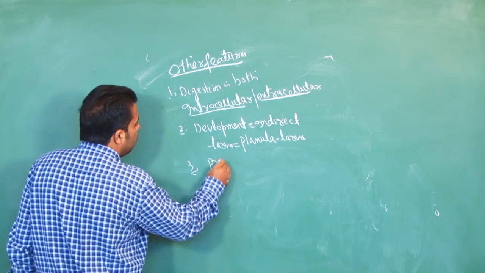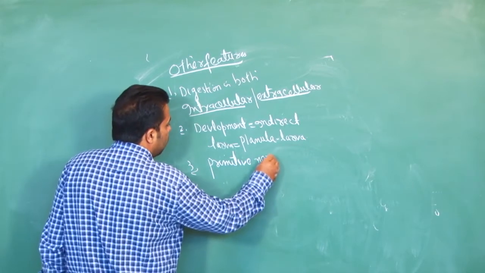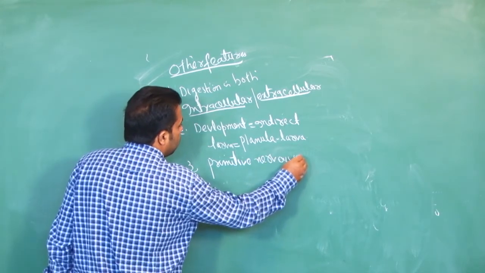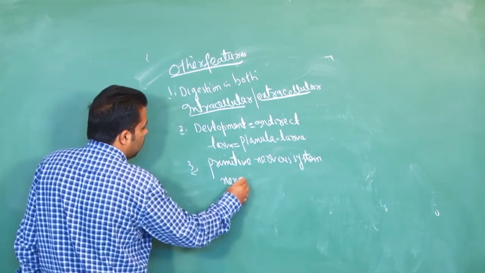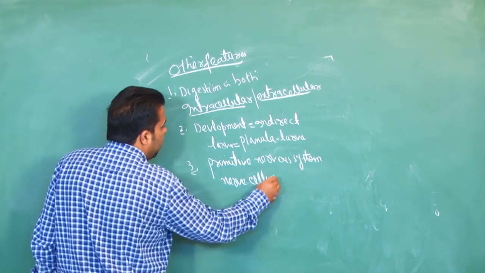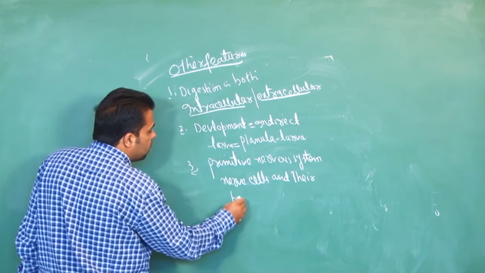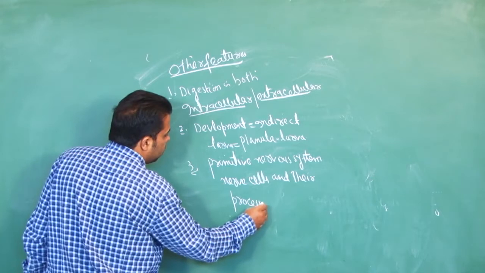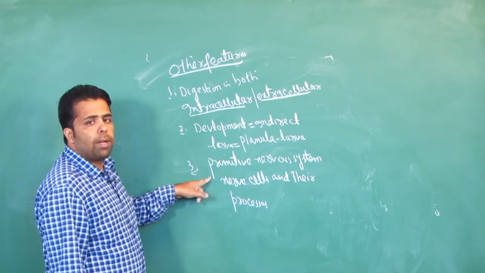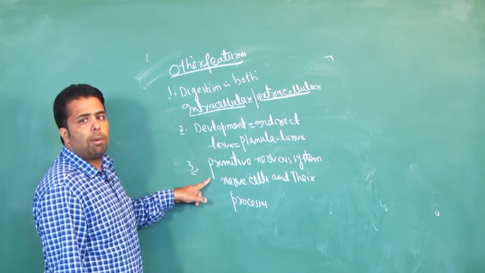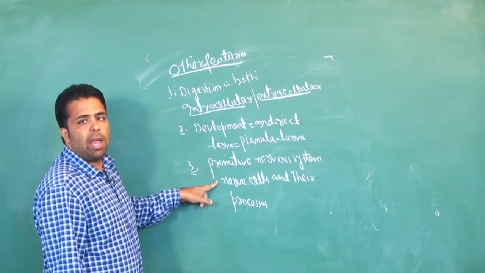Primitive nervous system is found here. Nerve cells and their processes like structures are here. Not the advanced nervous system. A primitive type of nervous system is found here. In Porifera, we haven't seen such type of development, so this is a type of advancement over Porifera. Primitive nervous system means nerve cells and their processes.